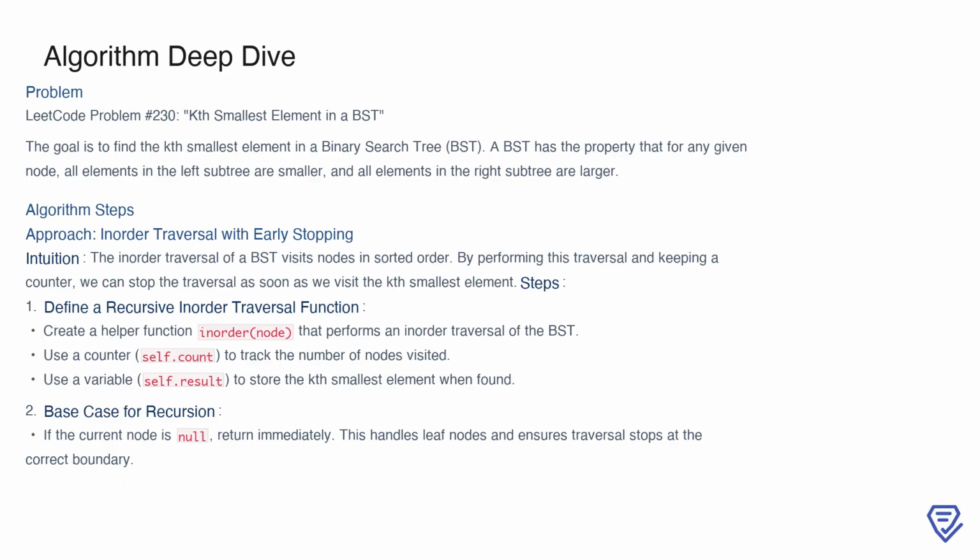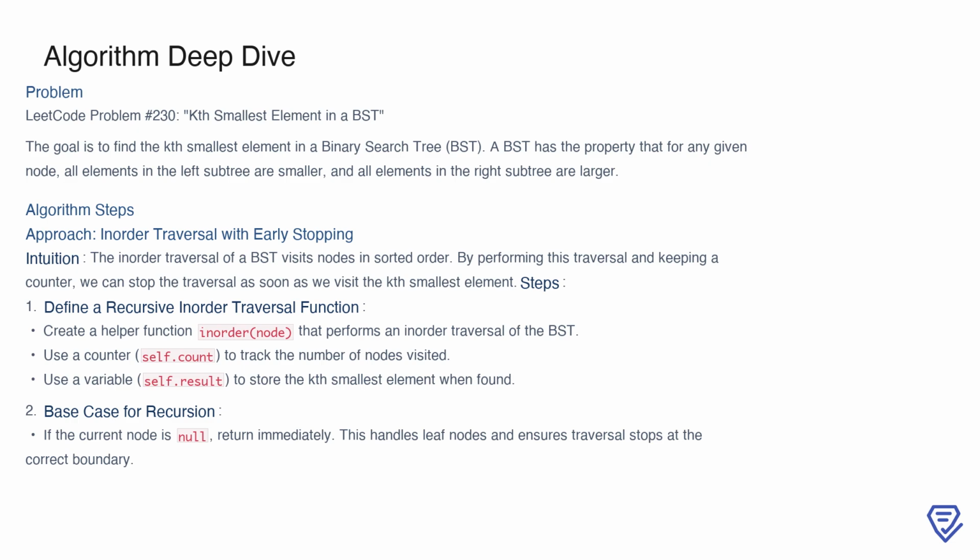To solve this problem, we use an approach called inorder traversal with early stopping. The intuition behind this approach is that an inorder traversal of a BST naturally visits the nodes in ascending order. By performing this traversal, we can track how many nodes we've visited and stop as soon as we reach the kth smallest element. The algorithm has a few key steps.